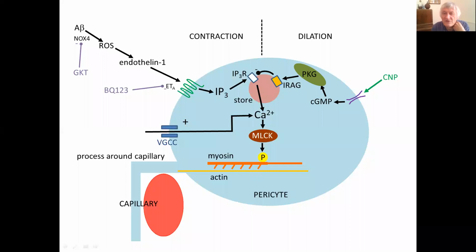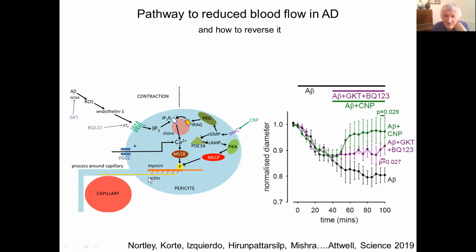So we also used another strategy where we apply C-type natriuretic peptide, which raises cyclic GMP, and that stops calcium release from internal stores. And also via a Viagra kind of mechanism, it activates myosin light chain phosphatase to remove the phosphate and decrease the contraction. So that's the diagram I've just shown you.